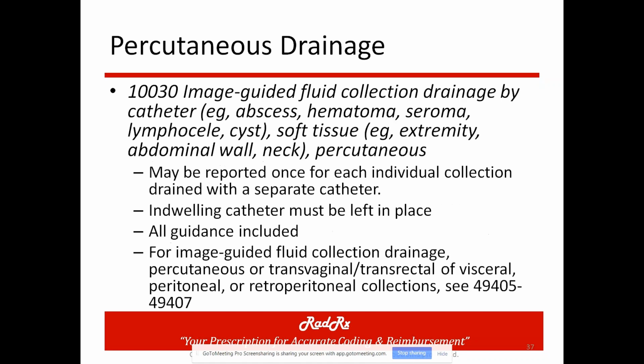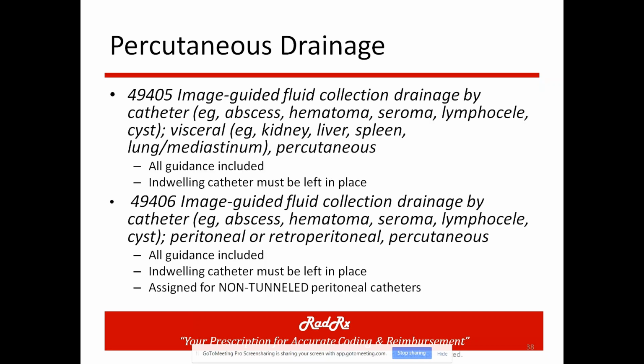So just to jump back here, with the 10030, it may be reported, and these rules will apply to the other codes as well, once for each individual collection drained with a separate catheter. So if you have multiple drainage catheters placed in multiple collections, then you can report it multiple times. You'll notice that we have no RS&I component to assign with these codes. That is going to be bundled into these codes. And then, of course, they're going to require that an indwelling catheter is placed.